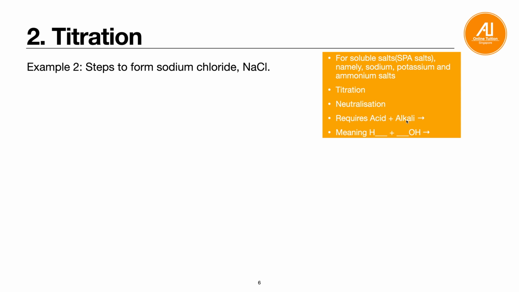which requires acid and alkali. So what acid plus what alkali? If you look at NaCl, which acid has chloride? It will be HCl, and then here obviously will be Na. So it's HCl plus NaOH. HCl will be hydrochloric acid, and NaOH will be your sodium hydroxide.